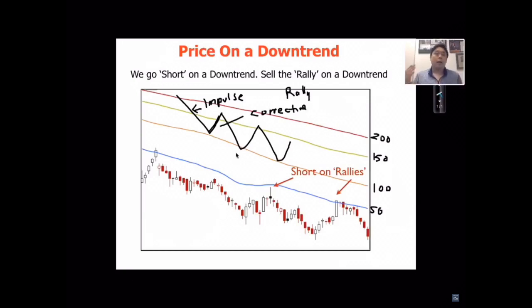Okay, so again, the best time to sell is when the rally hits a moving average and finds resistance and continues going down. So you can see over here, it rallies, hits the moving average, goes down. Rallies, hits the moving average, goes down. Rallies, hits the moving average. That is the ideal time to short, to sell before the next collapse. So always sell the high. Never ever sell the low of the downtrend.